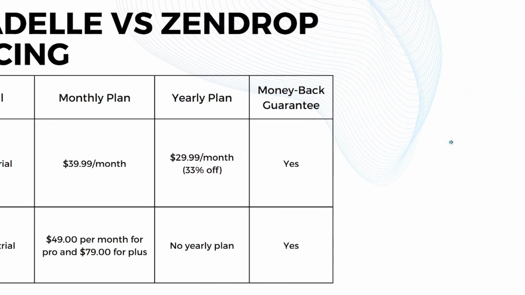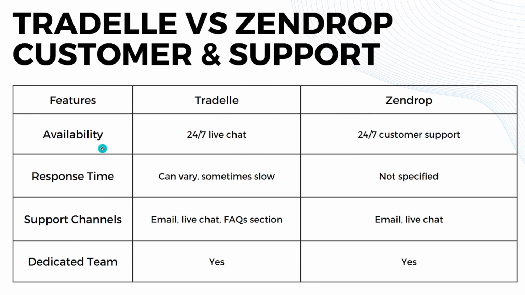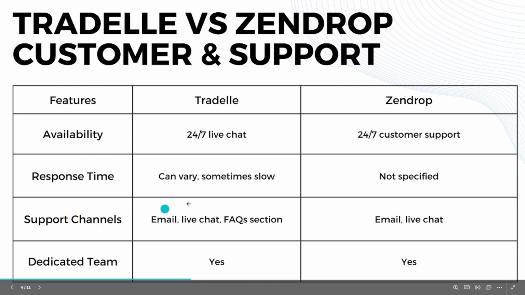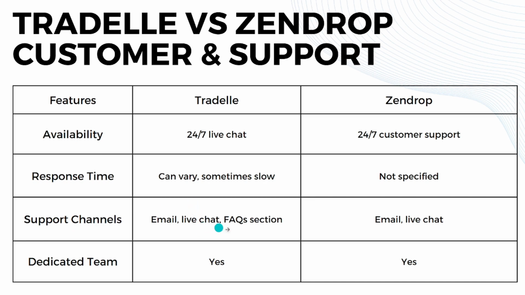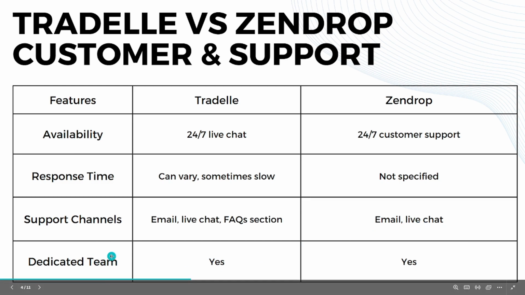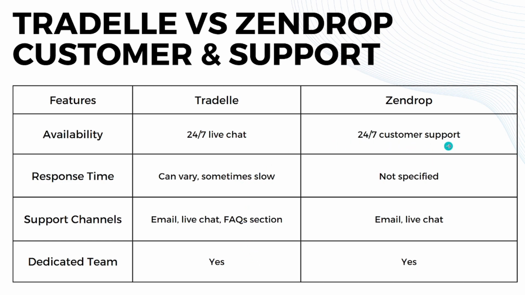Now let's go to the customer support. And as you can see, when it comes to availability, Tradelle has 24/7 live chat, while Zendrop is the same. They have 24/7 customer support. And when it comes to response times, Tradelle can vary, sometimes slow, sometimes fast. And when it comes to Zendrop, their response time is not yet specified. And when it comes to support channels, Tradelle has email, live chat, and a fax section, while Zendrop also has email and live chat, but no fax section. And when it comes to having a dedicated team, both platforms are very dedicated.